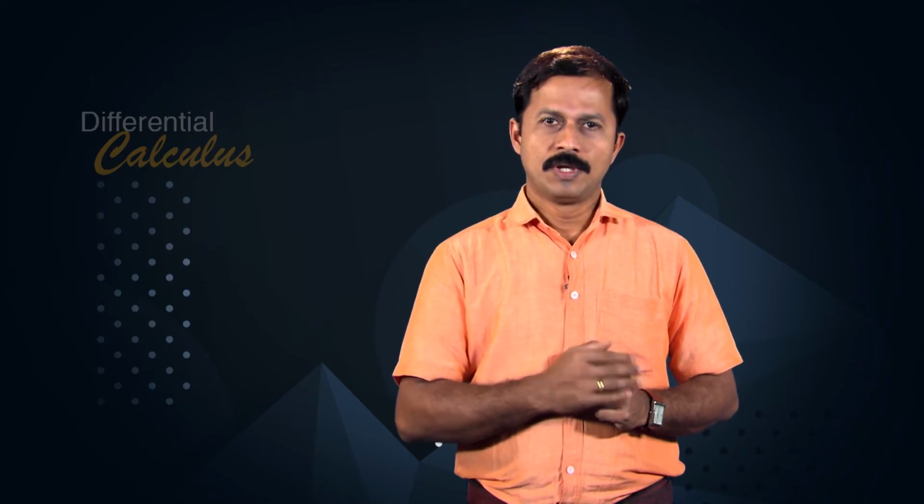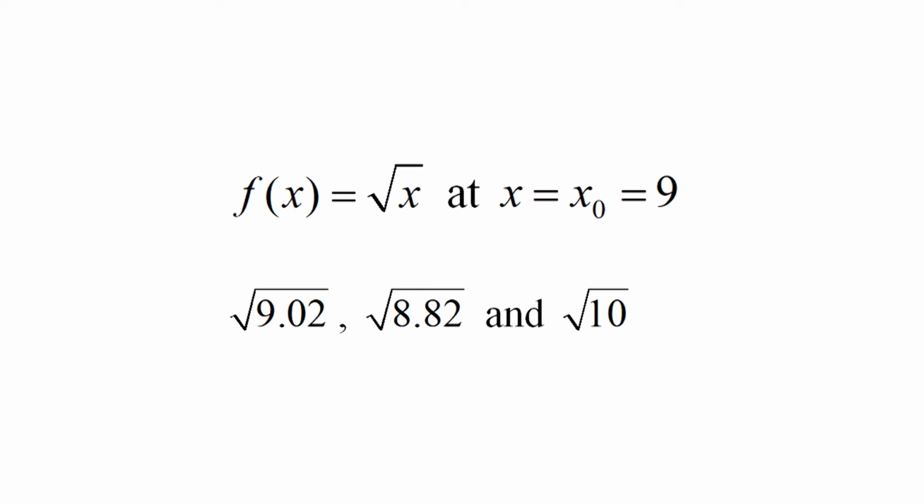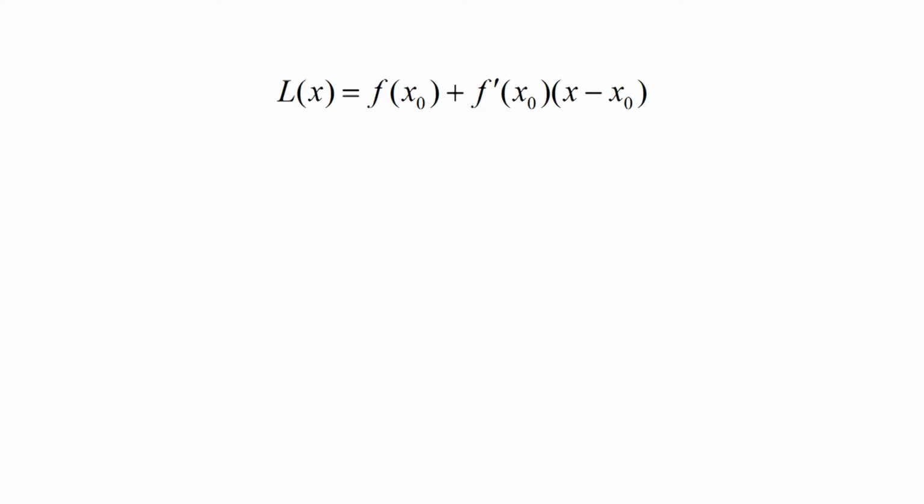As an example, we find the local linear approximation of f of x is equal to square root of x at x is equal to x naught is equal to 9 and use it to approximate square root of 9.02, square root of 8.82 and square root of 10. We evaluate the equation L of x is equal to f of x naught plus f prime of x naught times x minus x naught for f of x is equal to square root of x, which is equal to x raised to half at x naught is equal to 9.